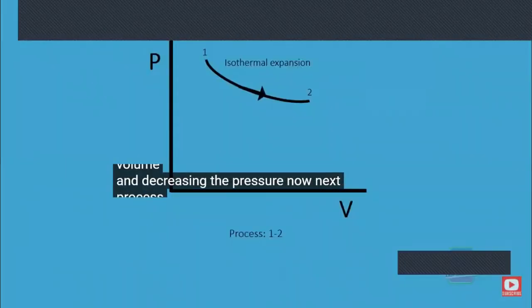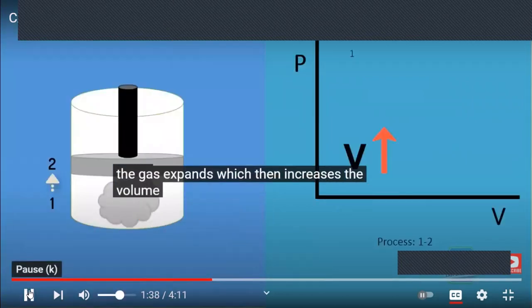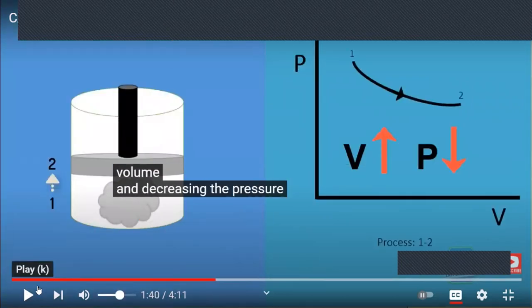Now next, process 2 to 3. Increases the volume and decreases the pressure. So here you can see, whenever that piston is going to the upper side, whatever volume of gas is available, that gas is increasing its volume. That's why volume is increased here. So volume is increased and pressure is decreased as the piston is going to the upper side.